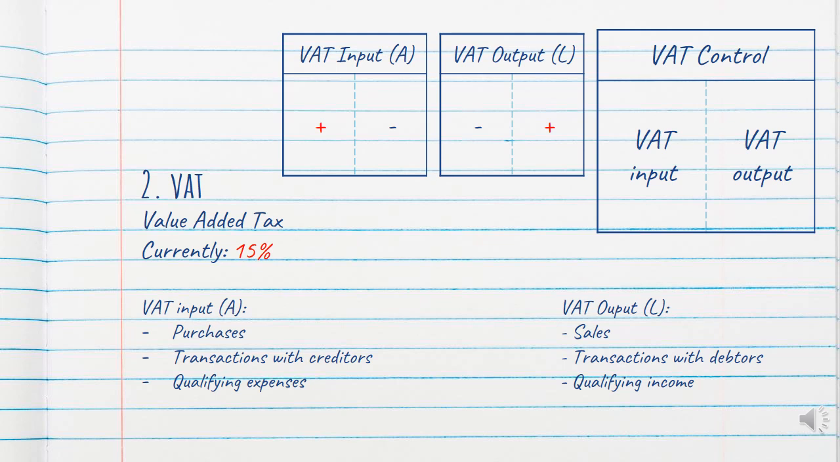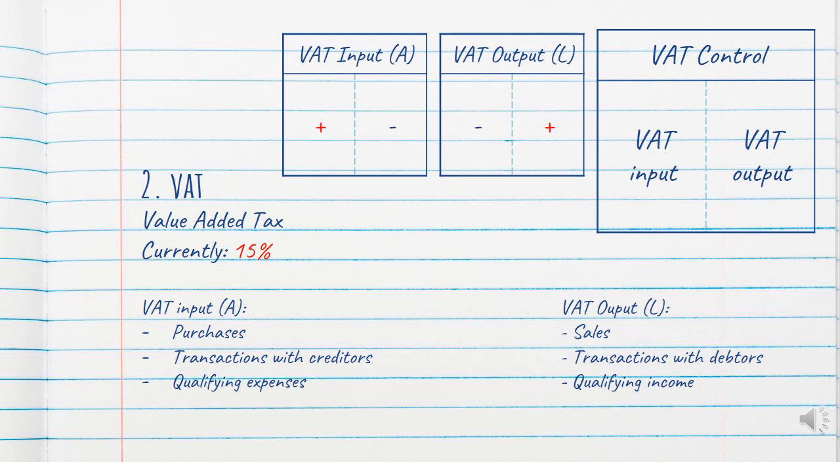So what does that mean? VAT input means that SARS owes us money, and VAT output means that we owe SARS money. Once you do the VAT control accounts, once you've balanced it, if you have a balance on the debit side, that means that SARS owes you money. And if you have a balance on the credit side, that means that you owe SARS money.